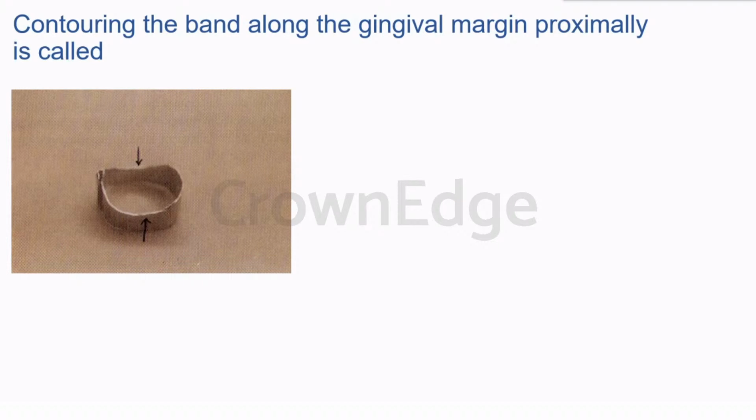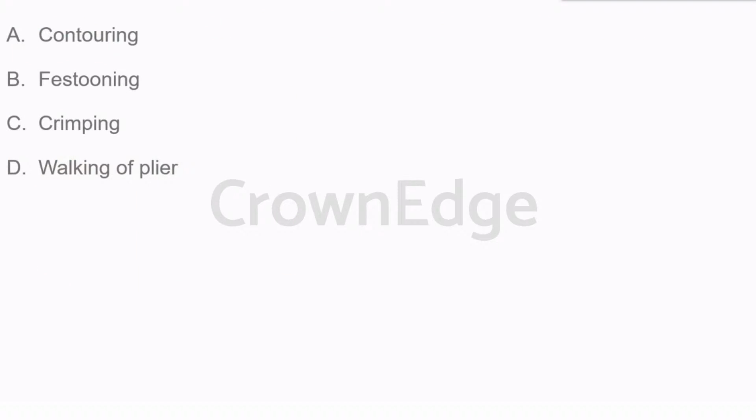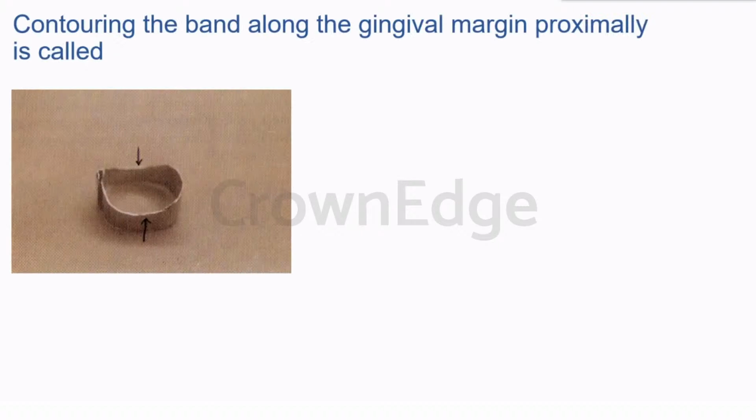Moving on to our next question. Contouring the band along the gingival margin proximally is called, look at the image, what have they done here? What is this procedure called? Option A, contouring. Option B, festooning. Option C, crimping. Option D, walking off plier. What is this image? What is being done here?